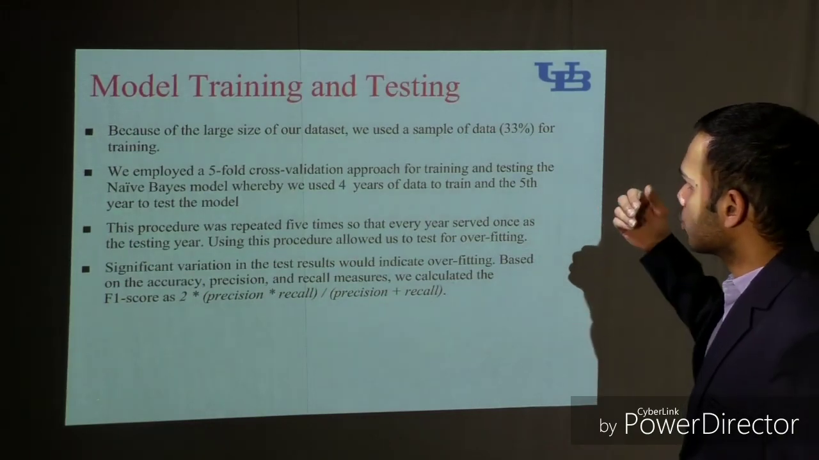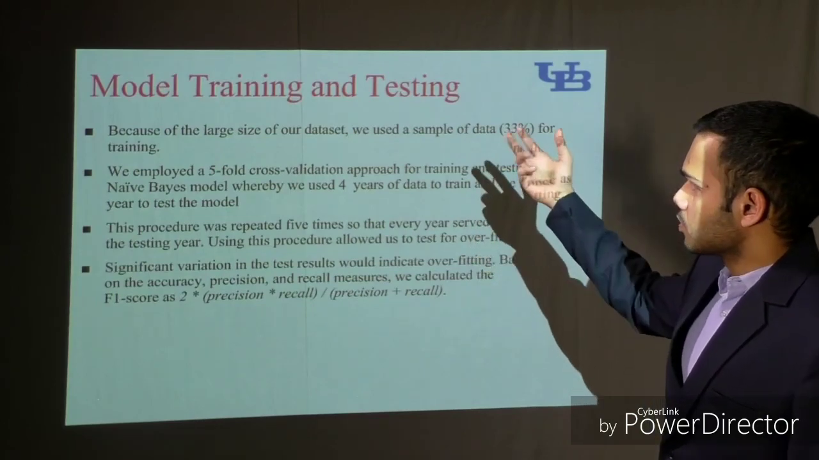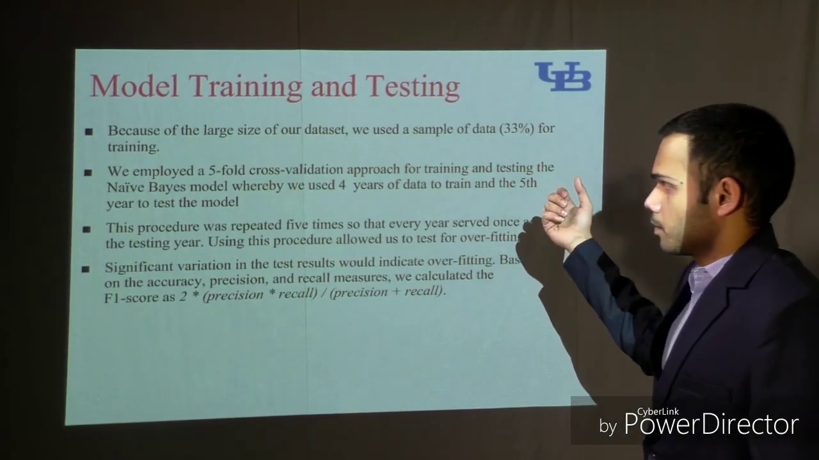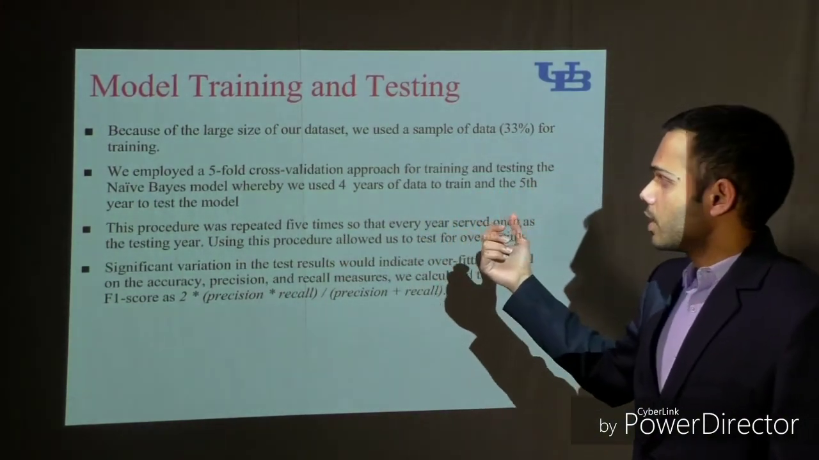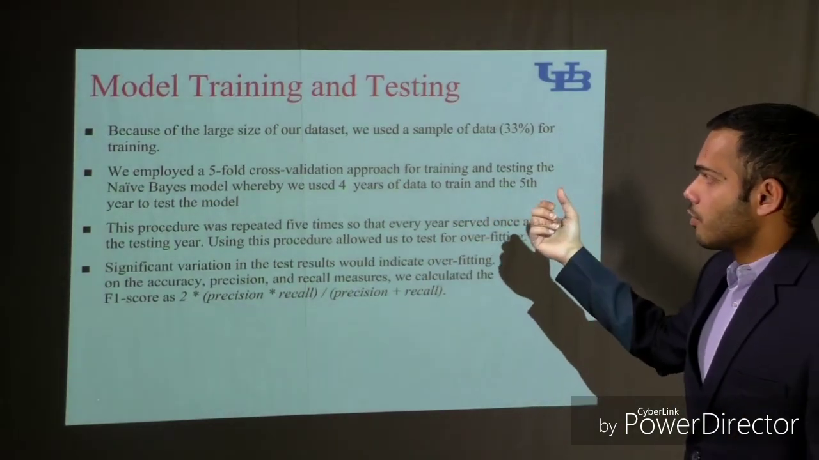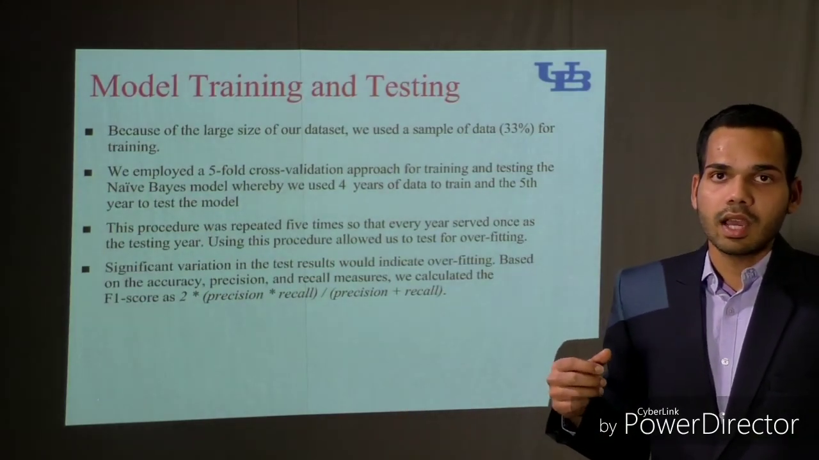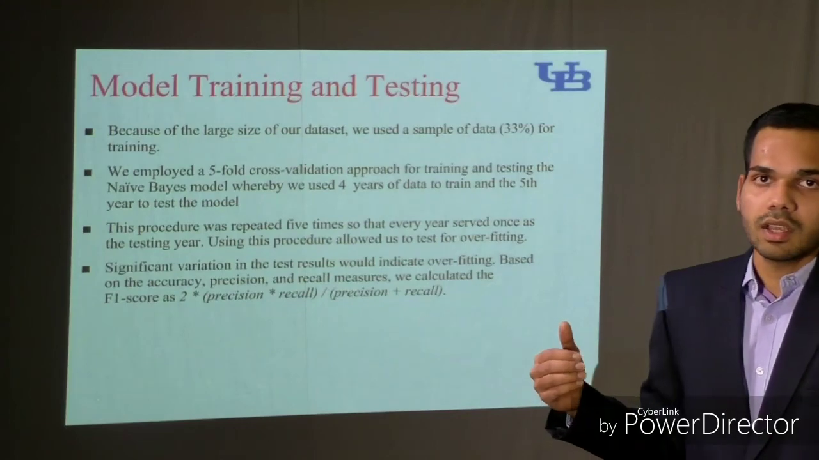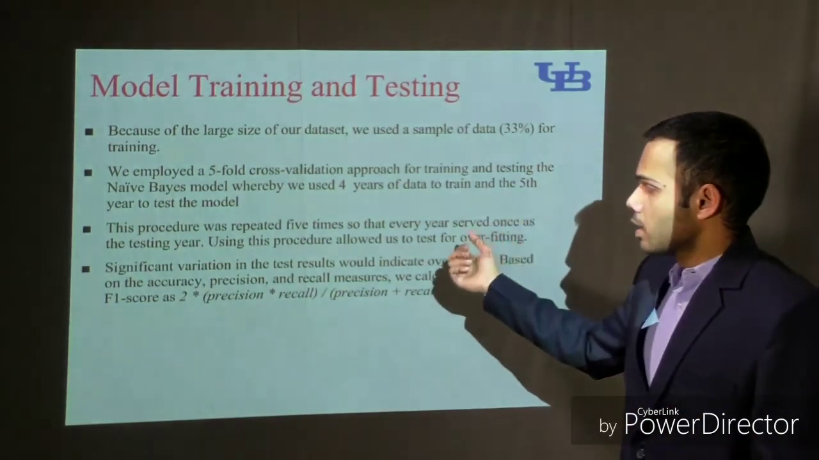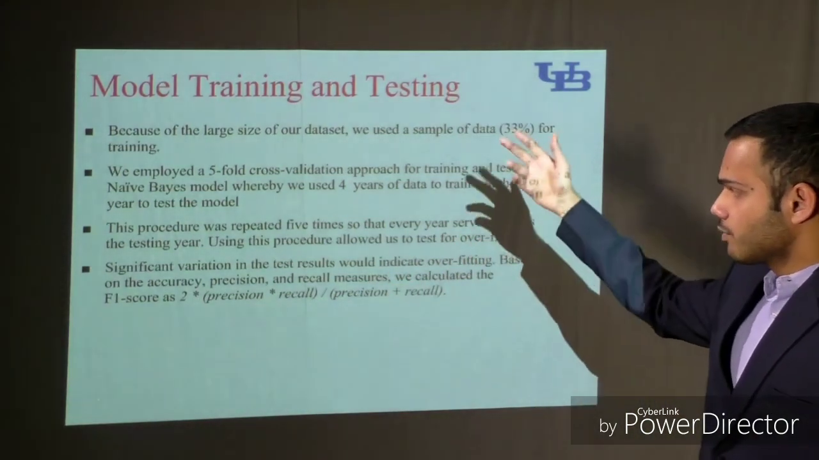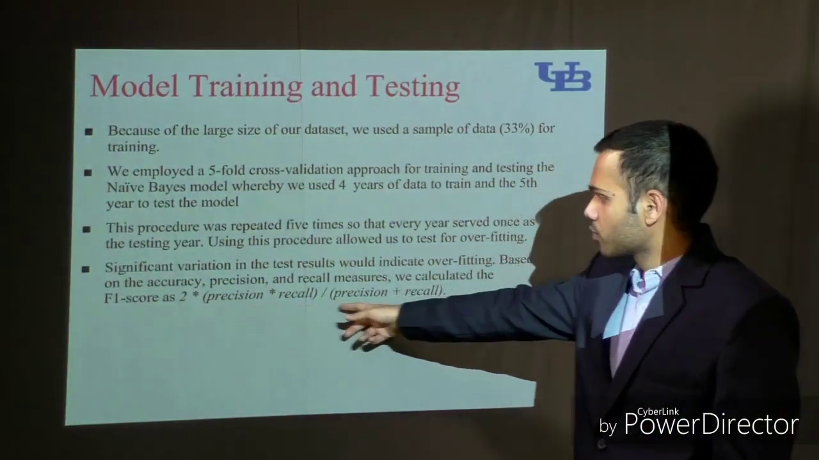So here we are only using 33% of the training data for implementing this model, and in order to cope with overfitting issues in the model, we are using a k-fold cross-validation approach, where in each iteration we take one particular year as testing data, and the remaining 4 years as training data to train the model. We perform this step 5 times, and we calculate the accuracy, precision and recall measures as we did for logistic regression on the testing data sets, and the F1 score is found from this formula.